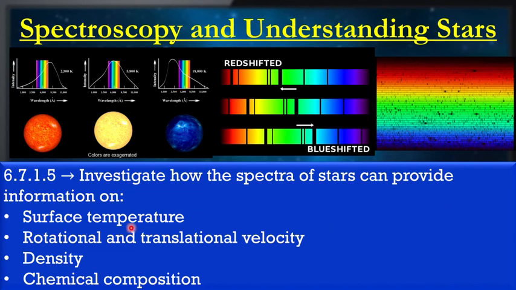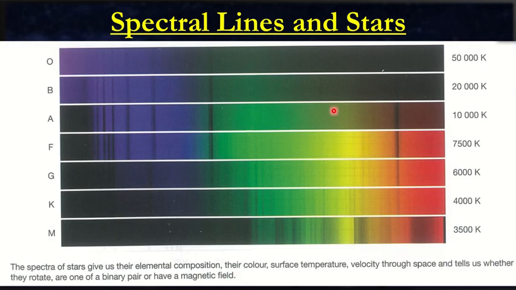Let's say surface temperature, rotational and translational velocity, density, and chemical composition. So have a look at this. We actually find a unique case, the OBAFGKM. This was an old labeling symbol they used for the brightness and the size of the stars. What you can see here is the higher the value of K, so the higher the temperature, the more blue, or the greater the intensity towards the blue side of the visual spectrum we see.